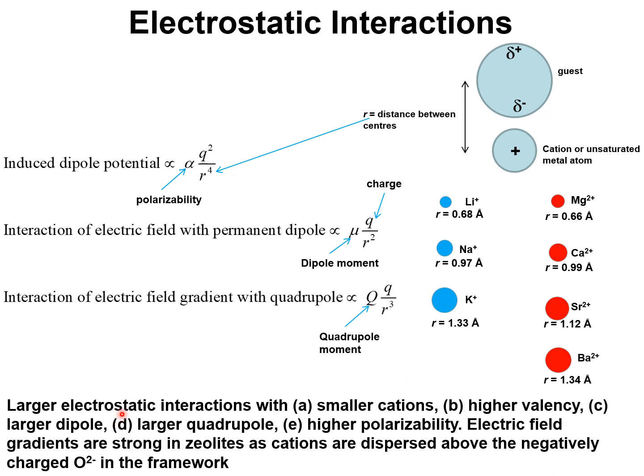The electrostatic interactions increase with the valency of the extra framework cation. A bivalent barium cation would contribute to a greater extent to the electrostatic interactions. And larger dipole, larger quadrupole, higher polarizability will all lead to larger magnitudes of electrostatic potentials.